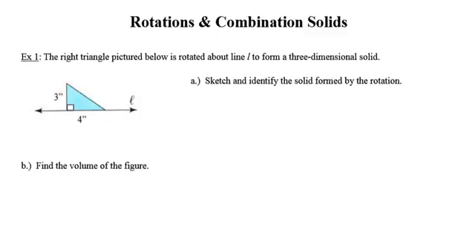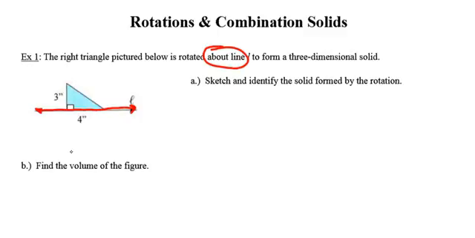Okay, let's go ahead. In example 1, they give us this right triangle, and they want us to rotate this particular triangle about line L in order to create a three-dimensional solid. Whenever you're rotating a figure about a line, it's very important to pay close attention to exactly which line we're going to rotate around. In this example, we're rotating about line L. This line right here that I just highlighted red is the exact line about which we're rotating our triangle.